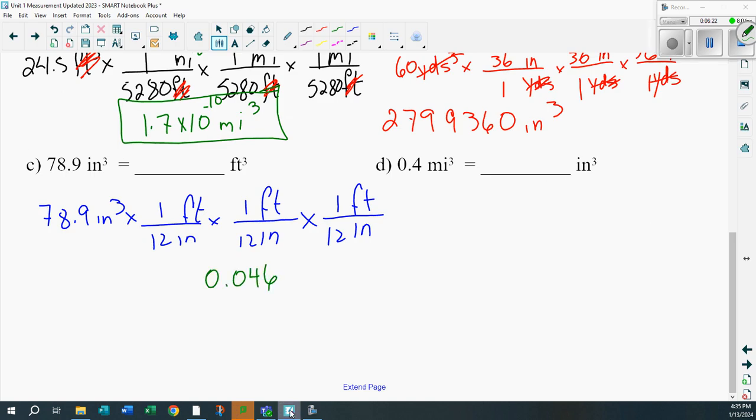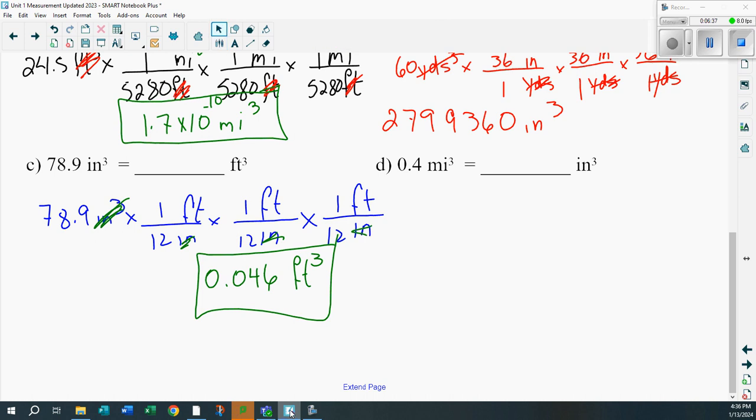0.046. Remember, your inches all cancel. Show this calculation. If you show that cancellation like that, it just proves that you're smart. And I think you are. So let's go with that cancellation and show it every single time, okay?